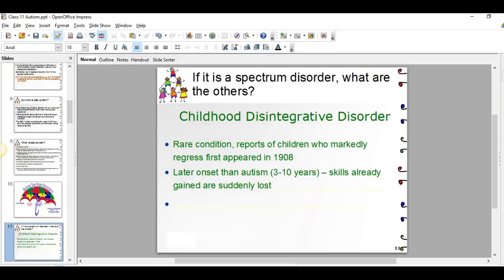So some characteristics of childhood disintegrative disorder are that it is a very rare condition. First, people were reported to appear with this disorder in 1908. It shows a later onset than autism, so children seem to be developing typically, and between the age of 3 to 10 years, skills that they already gained are suddenly lost.